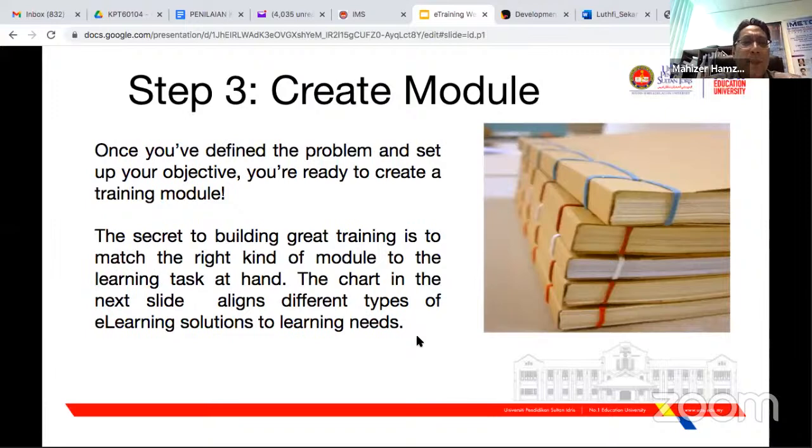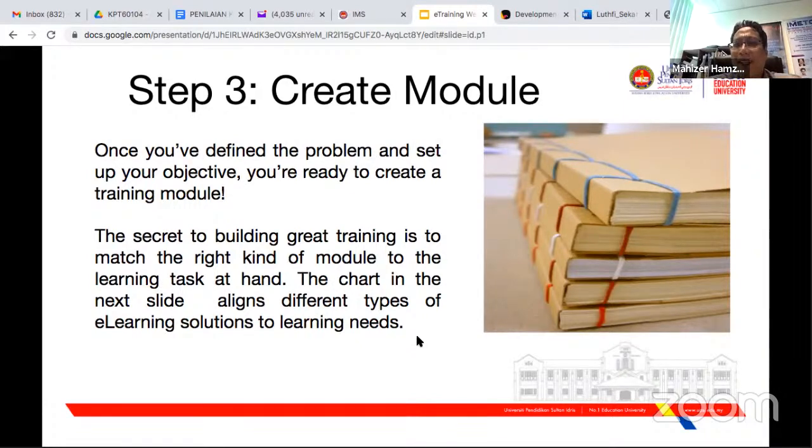Okay, creating a module. Once you have defined the problem and set up your objective, you are ready to create a training module. The secret of creating great training is to match the right kind of module to the learning task and the hands. What kind of module is for what type of training? What kind of module for what kind of task you have to do?